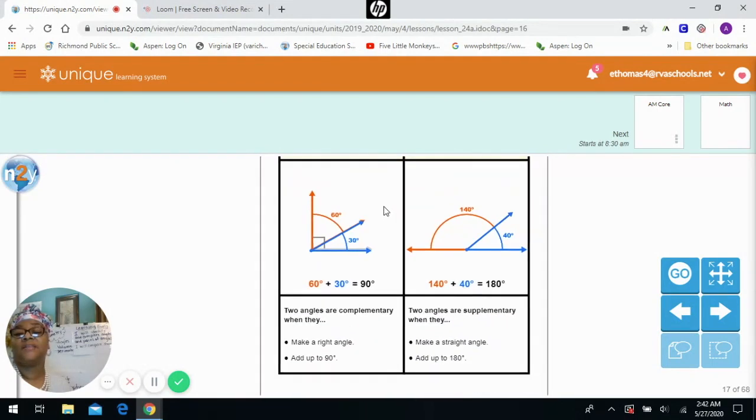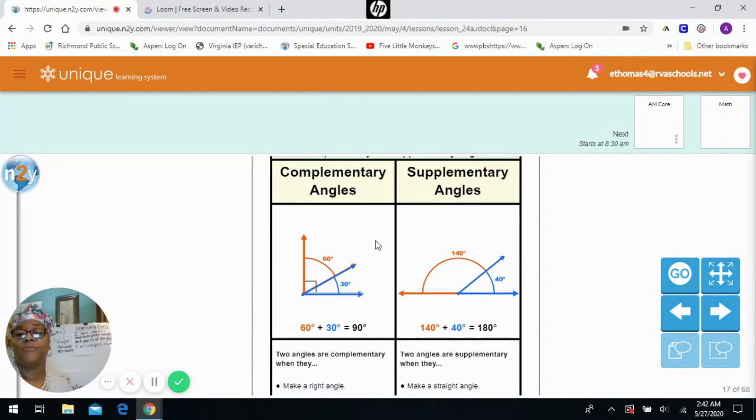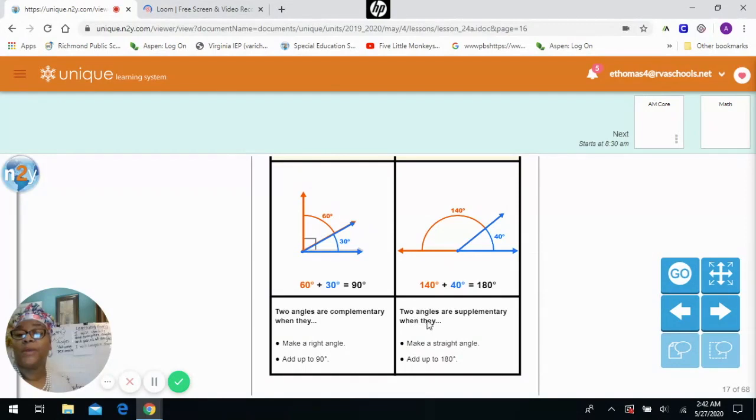The next one is supplementary. Two angles are supplementary when they make a straight angle that adds up to 180. So they both have to total 180. Complementary when it goes to 90 degrees, when it becomes a right angle, and supplementary when it becomes a straight line, 180 degrees.